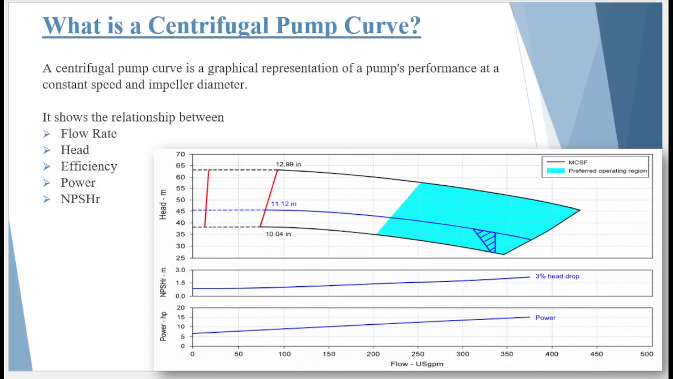Now, how do we read this graph? We always start with the flow rate, which is shown on the horizontal axis. Once the required flow is identified, we move vertically upward until we intersect the performance curves. From those intersection points, we can determine the corresponding values for head, power, efficiency, and NPSH required.